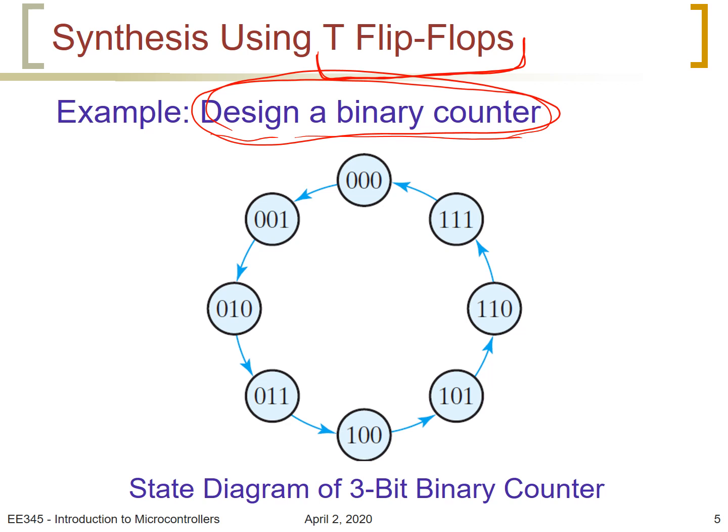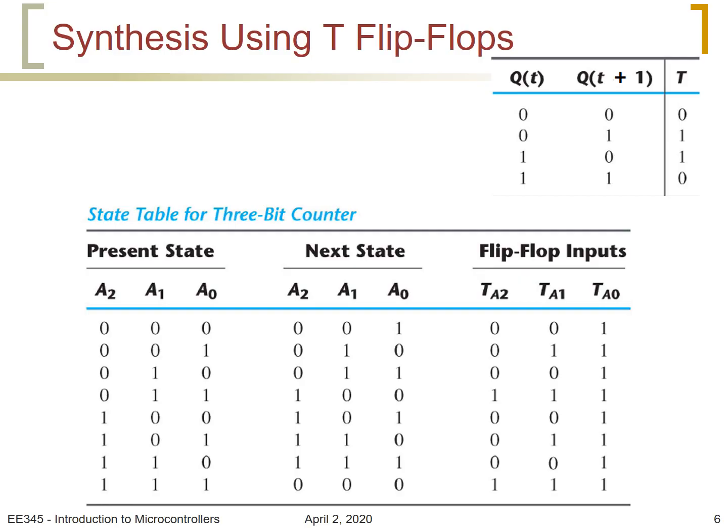And if we would like to design a 3-bit counter, we first draw the state diagram. We start with the state 0, 0, 0, and then at the next clock pulse, we go to state 0, 0, 1, and then 0, 1, 0, and then 0, 1, 1, 1, 0, 0, 1, 0, 1, 1, 1, 0, 1, 1, 1, and from 1, 1, 1, we go back to 0, 0, 0, and so forth. This is the state diagram of a 3-bit binary counter, and now we draw the state table which we will need in order to complete our design.